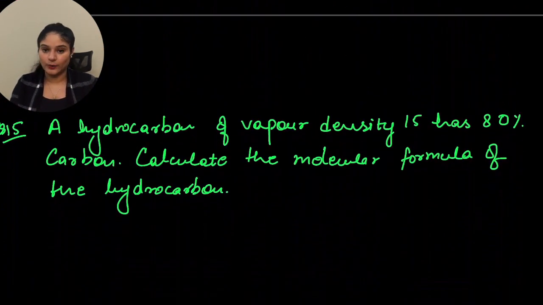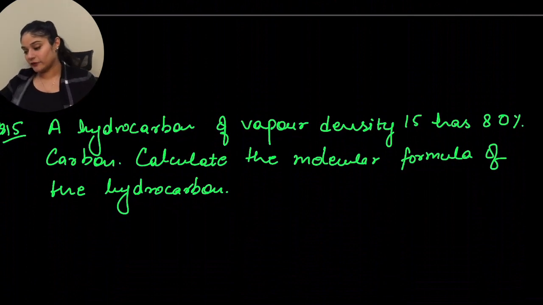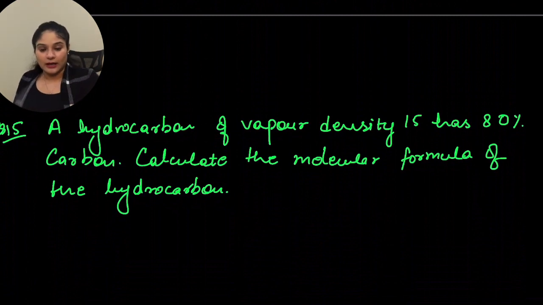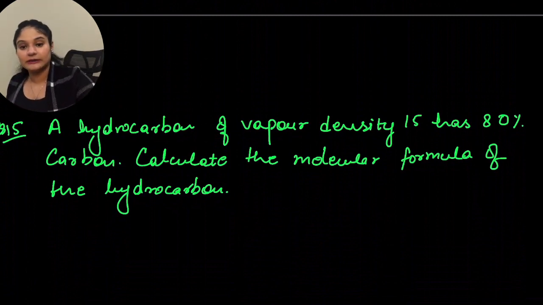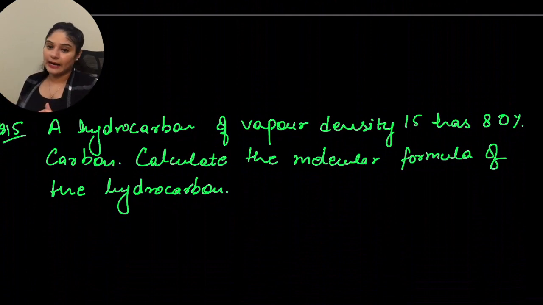This is the last question for today. A hydrocarbon of vapor density 15 has 80% carbon. Calculate the molecular formula of this hydrocarbon. Okay. So, first thing is that they have given you the percentage. So, they have given you 80% carbon and it's a hydrocarbon. That means the other element that you will have would be hydrogen.